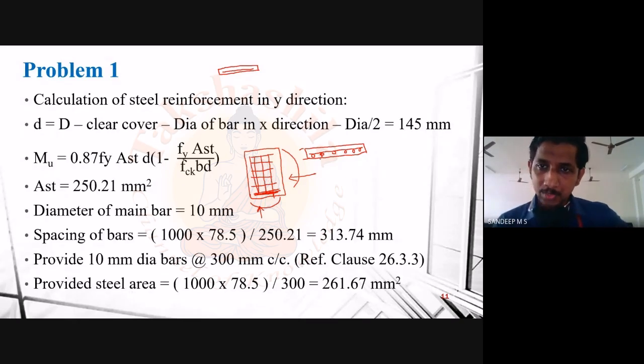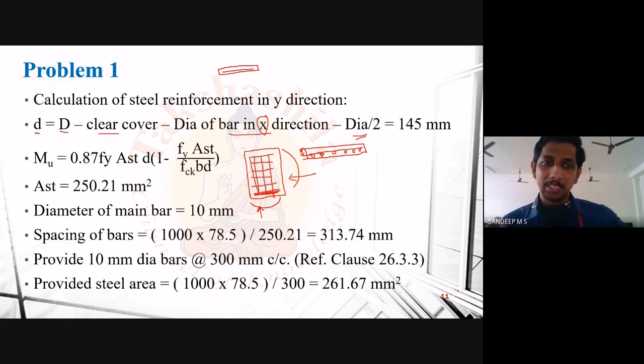So in this case, what will happen is that the effective depth will be the distance from the top fiber to the center of your main reinforcement, which is provided on top of your main reinforcement provided in the x direction. Okay, so we have two sets of main reinforcement because we are having a two-way slab. So when you calculate the effective depth, it will be overall depth minus clear cover minus diameter of bar in the x direction minus the diameter of bar which is assumed to be provided in the y direction by 2.